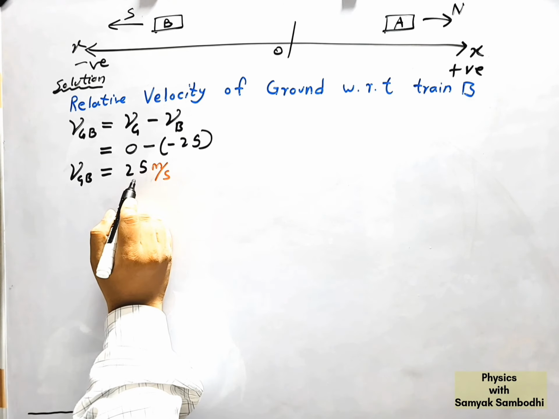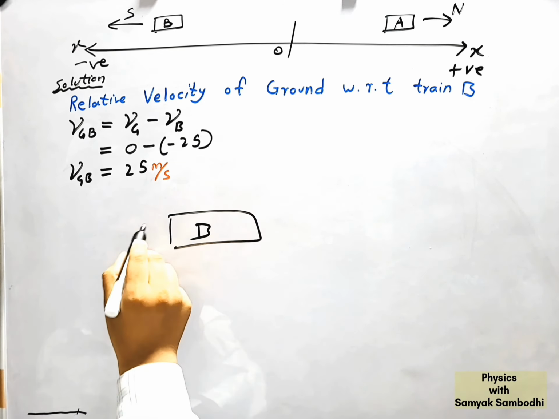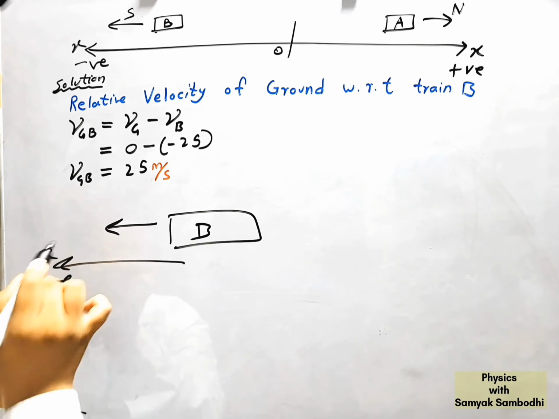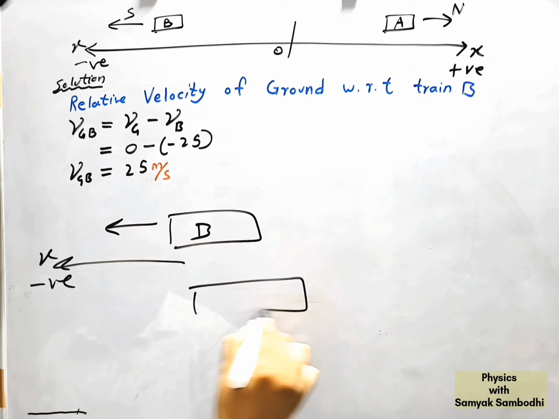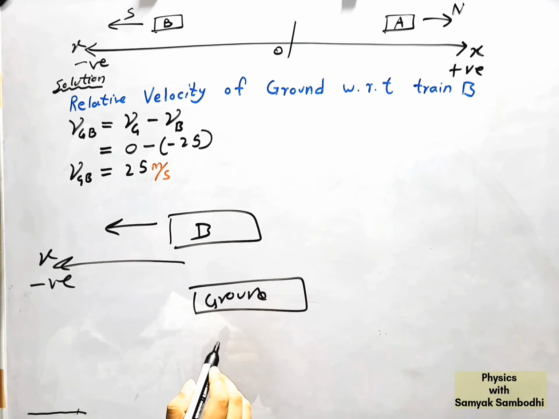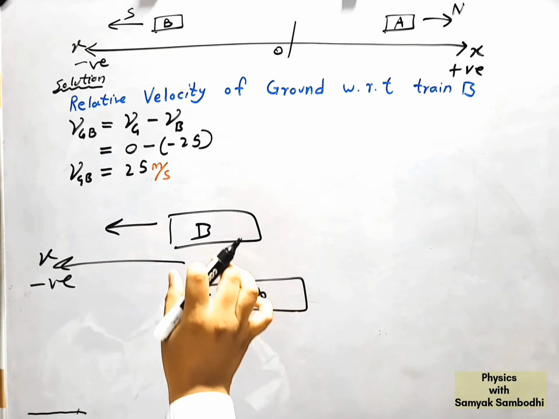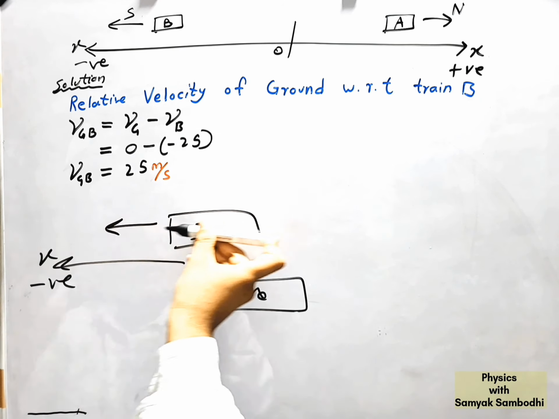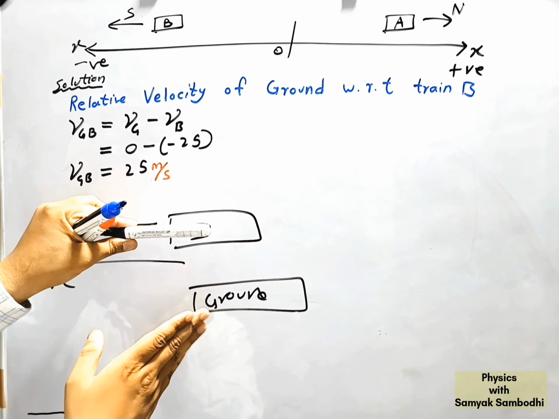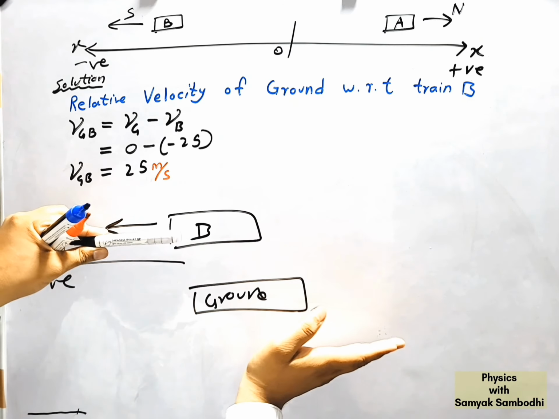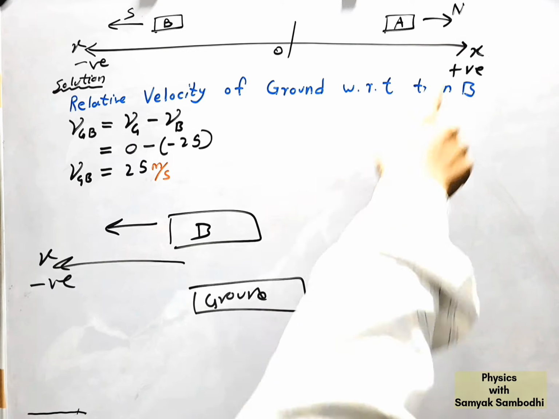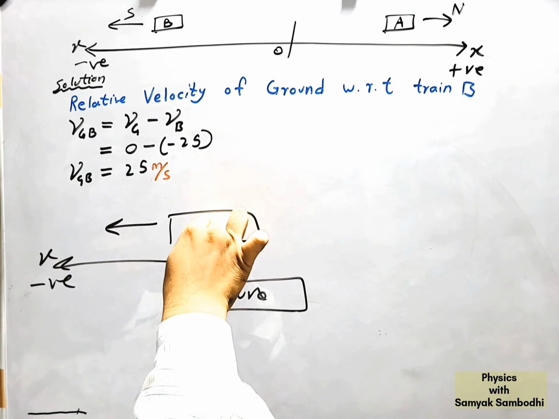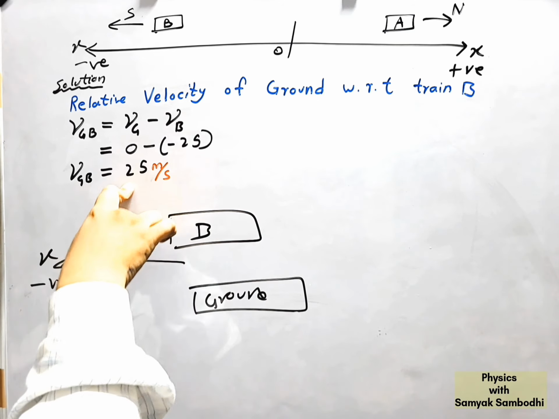Now this is a positive value. As train B is moving in the negative direction, towards the negative x-axis, and the ground is stationary, it is not moving anywhere. Now the observer in the train, while the train is moving in the negative direction, looks at the ground. It appears that the ground is moving in the opposite direction, and that opposite direction is the positive x-axis. So that is why the velocity of the ground as seen from the train will appear as plus 25 meters per second.